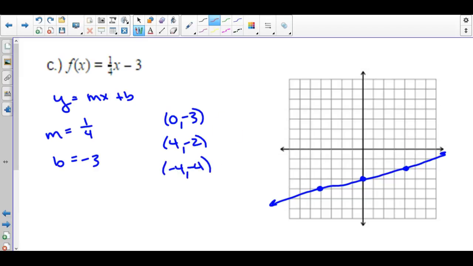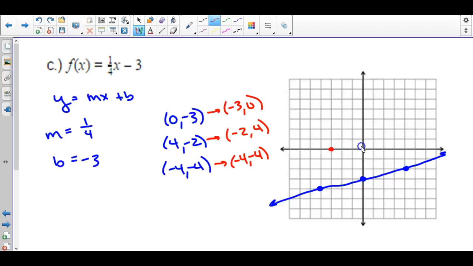All I have to do then to get my inverse points is flip-flop those. So the -4, -4 is going to stay the same. This one is going to become -2, 4. And this will be -3, 0. These 3 points are going to now make a line.